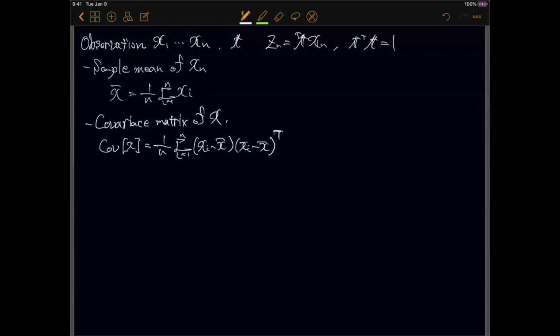As I have said, in principal component analysis we want to perform the linear mapping while keeping the variance as much as possible. Therefore, we want to know the variance of the subspace, meaning the variance of z. In order to compute the variance of z, the sample mean is required.